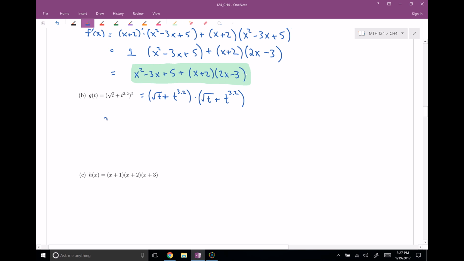So now let's do the product rule, g prime of t. I need to take the derivative of the first, leave the second alone, plus the first, times the derivative of the second.